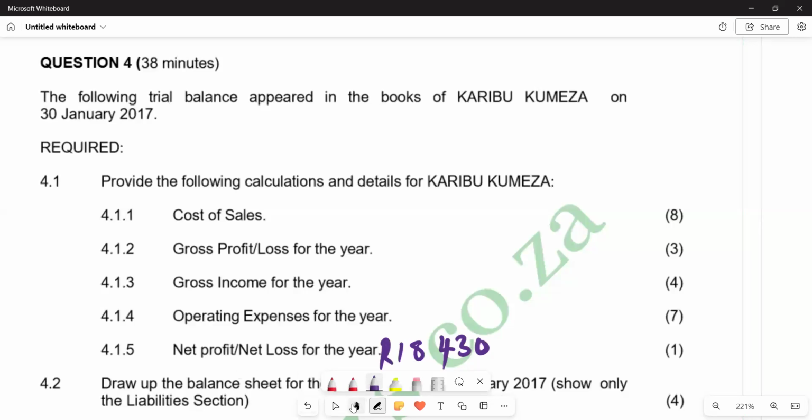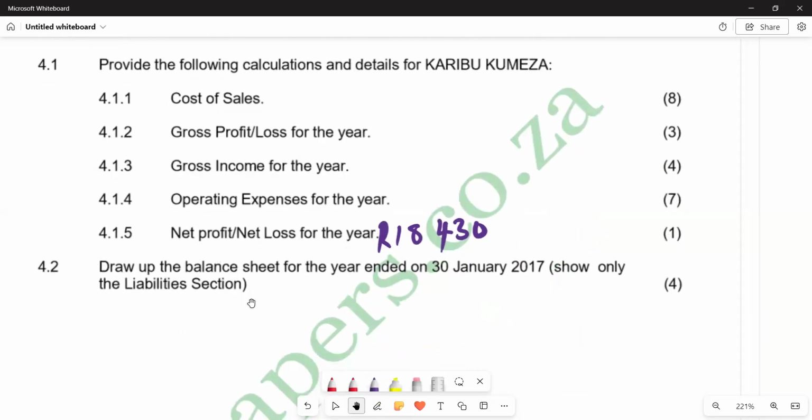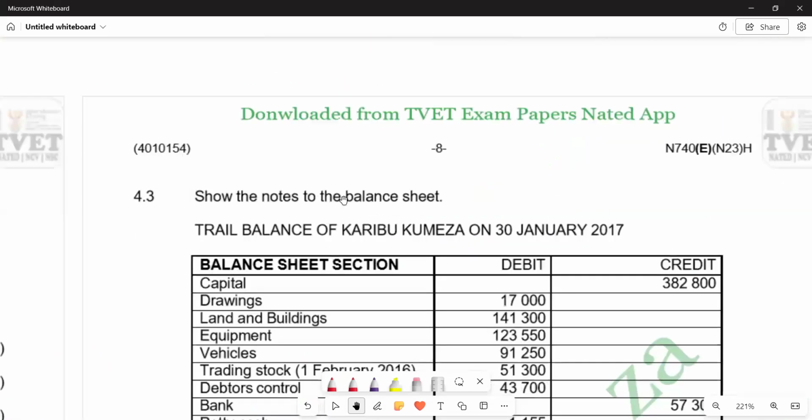So if you go down, you'd see that we are given question 4.2, which you want to look at. In this question, draw up the balance sheet for the year ended on 10th January 2017, show only the liability section. So this is an extract. We are only going to show the liability section. It has got 4 marks. Then we also have 4.3, which says show the notes to the balance sheet. So we are going to also show the notes to the balance sheet.